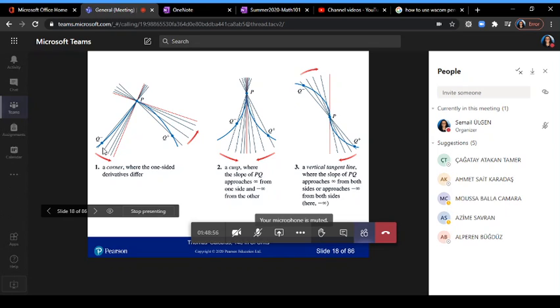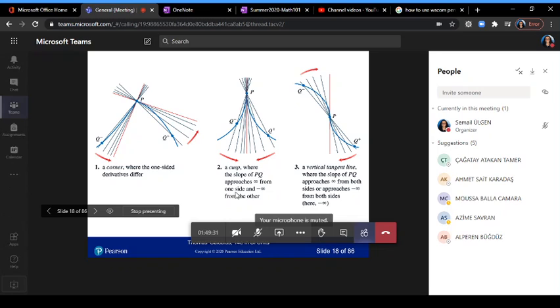For example, we've seen a corner example. For example, absolute value of x has a corner at 0. Actually, if you remember, by using the limit definition of the derivative, we had seen that the one-sided limits differ. So the corner situation happens when the one-sided derivatives differ. So this is one first type.